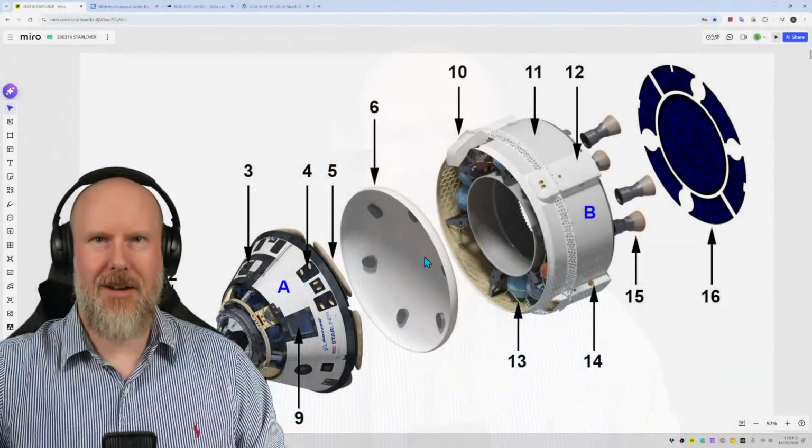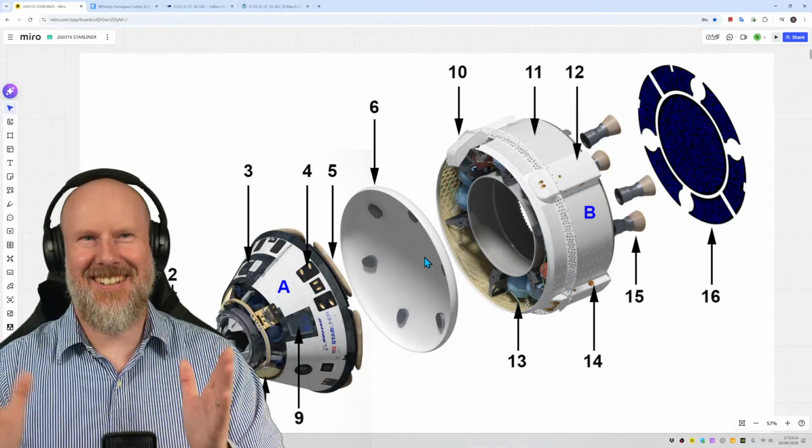Fantastic. So let's get stuck into it then. So let's press the button. There we go. Full screen. Look, it works. It still works.